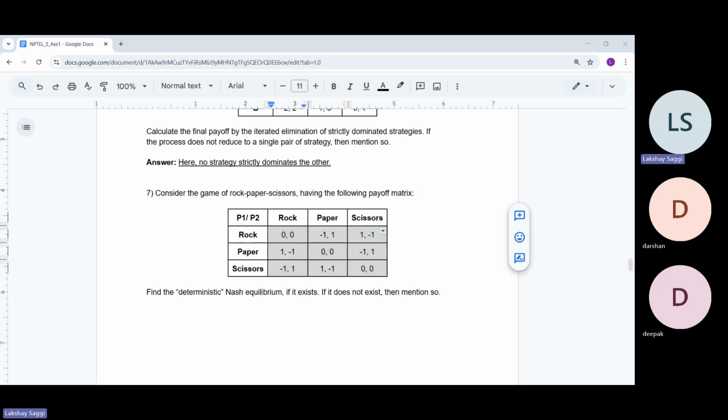I would like you guys to think about it for 2-3 minutes. Out of these 9 strategy profiles, does there exist a Nash equilibrium, or not? So Deepak or Darshan, would you like to answer in chat whether there is a Nash equilibrium or not?